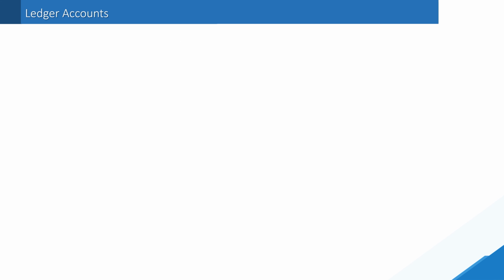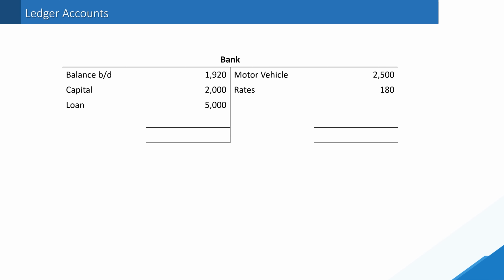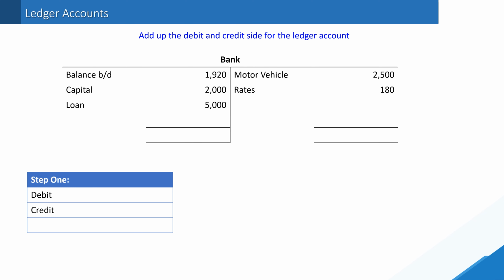Let's have a go at balancing some ledger accounts. We have talked about the 5 steps, but let's see them in practice. Step 1, we find the debit and the credit balances. And I've just added up the debit balance to be 8920 and the credit balance to be 2680. Step 2 is to find the difference.